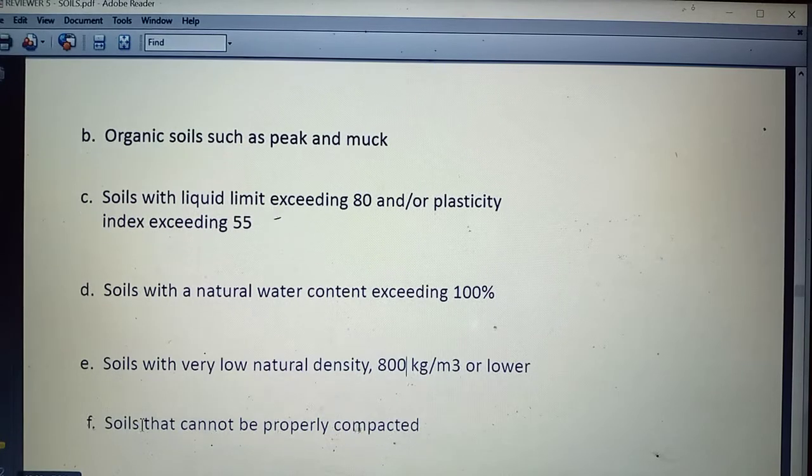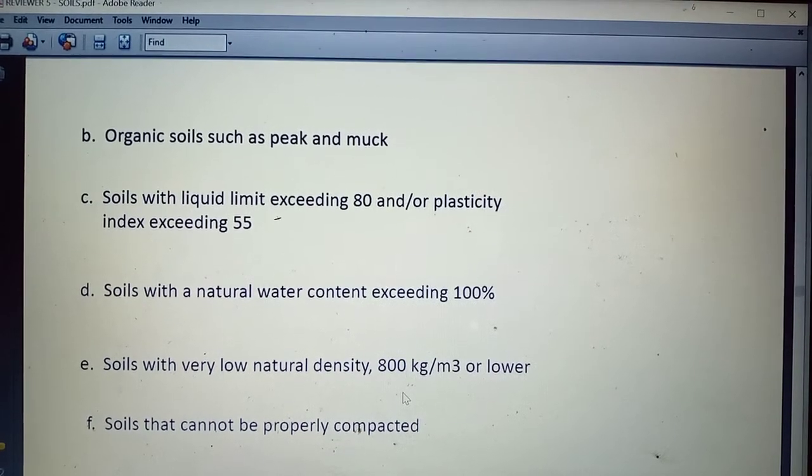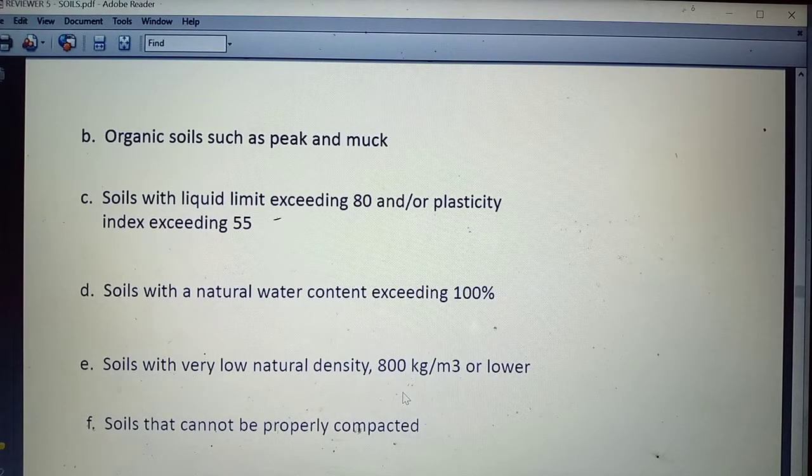So, letter F, okay? Hindi pwede na yung soil mo ay masyadong maliit yung density. Specifically, if yung density ng soil mo is less than 800, less than the weight or the density, or the mass per volume ng tubig, kasi lilitaw yung soil mo kapag nadaanan ng tubig, so lilitaw siya sa itaas.